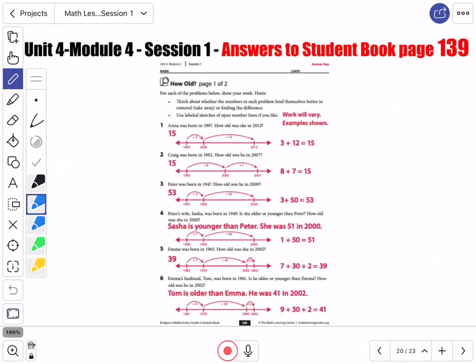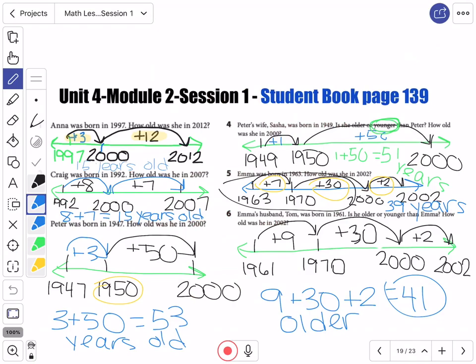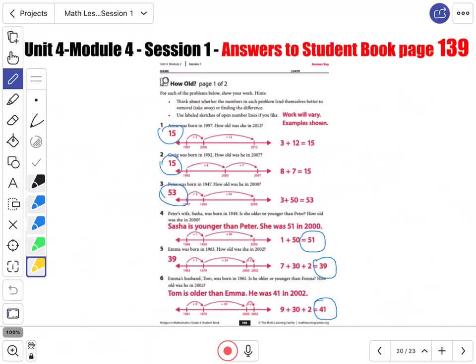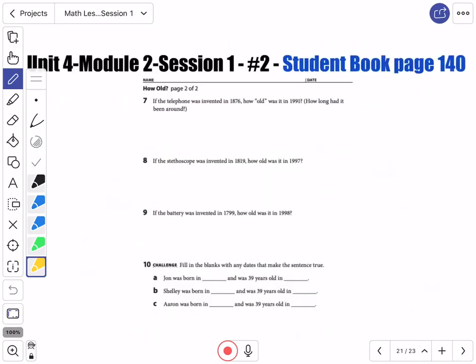All right, going on to the next slide here. So here are the answers. So we had 15, 15, 53, 51, 39, and 41. Let's go back and see. Yep, look at that. We got 15. We got 15. We got 53, 51, 39, and 41. Sounds good. Nice.